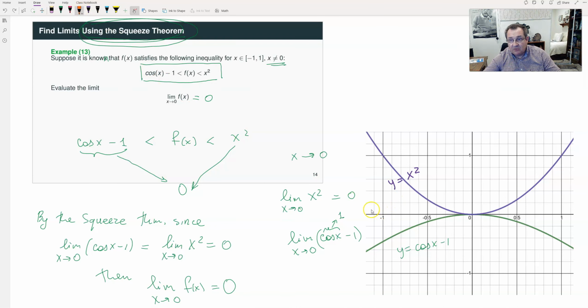Now, function f, I don't know what it is. It can be anything. But what I do know is that at any given time, it is squeezed between x squared on the top and cosine x minus 1 on the bottom. So when cosine x minus 1 and x squared meet at x equals 0, function f is also still between the two of them. So it also has to go to 0. This is how we know that the limit of function f of x is 0 without knowing the function.